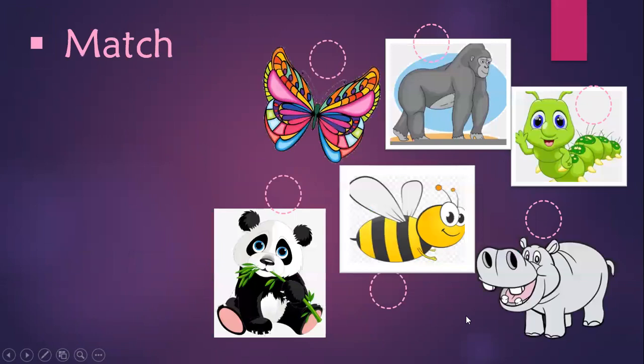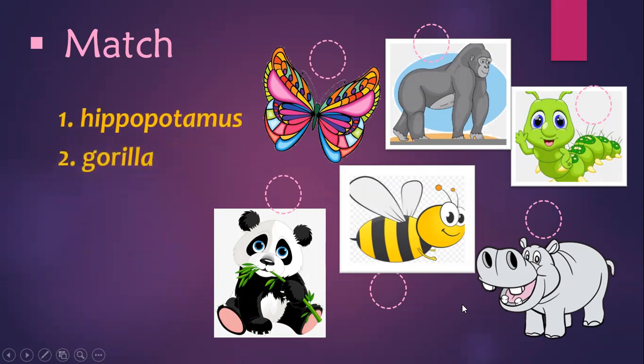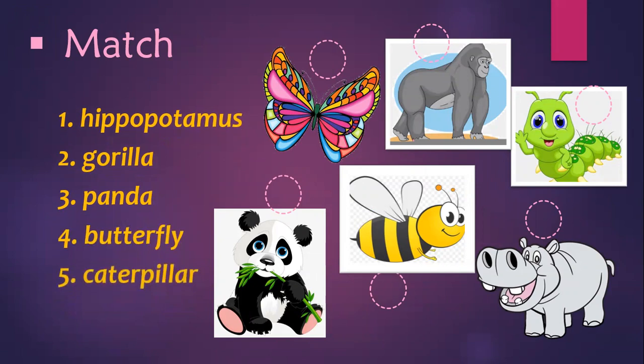But as usual, we are going to review the previous vocabulary. Remember, hippopotamus, gorilla, panda, butterfly, caterpillar, and bee. So as you can see, the previous class we learned these words: hippopotamus, gorilla, panda, butterfly, caterpillar, and bee. So as you can see, here are the pictures.